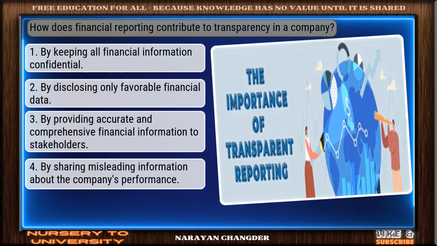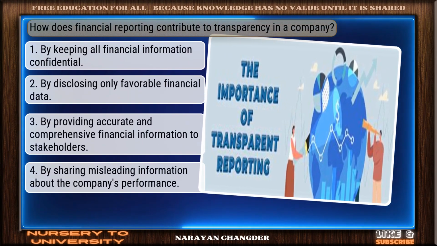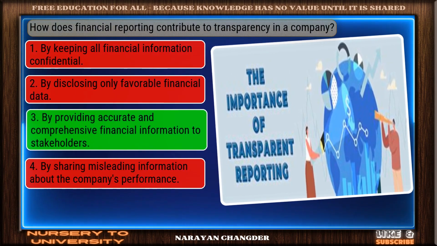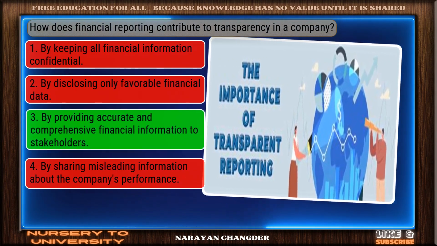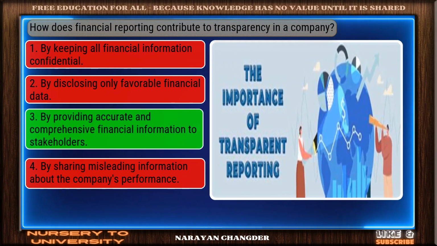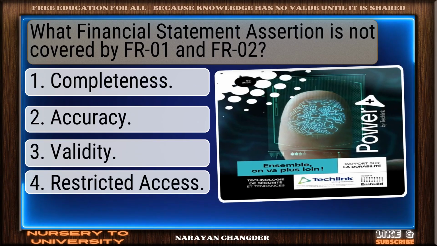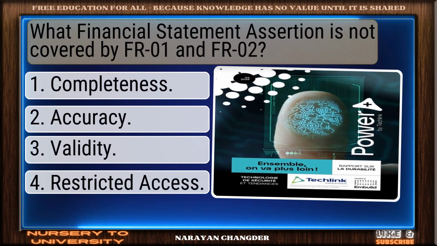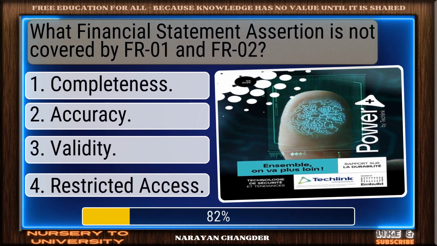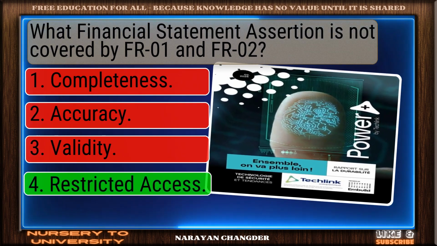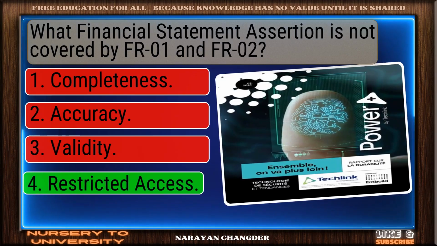How does financial reporting contribute to transparency in a company? On track. By providing accurate and comprehensive financial information to stakeholders is the correct answer. What financial statement assertion is not covered by FEFRIO 1 and FRO 2? Exactly. Restricted access makes sense, and it is right choice.